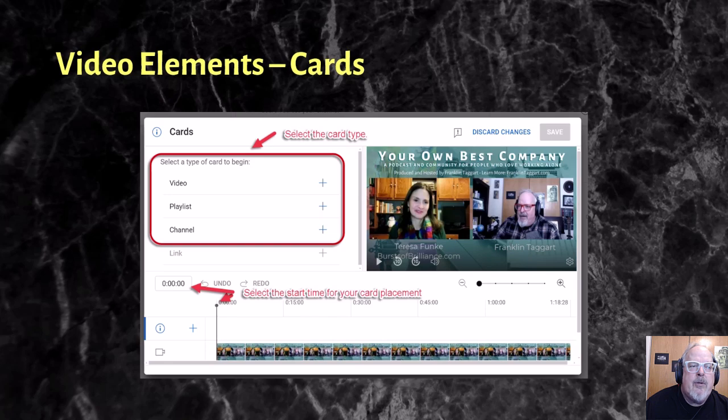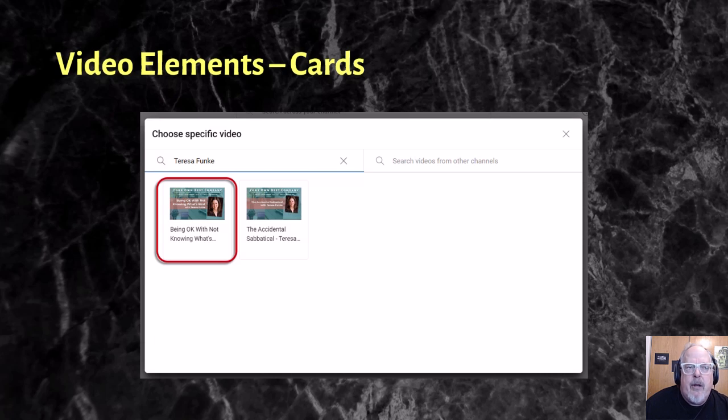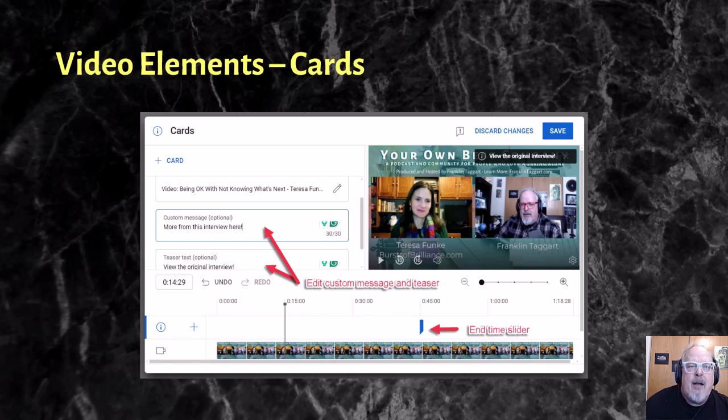For my example, I'm choosing to promote another video. In the Choose Specific Video window, I did a search for the original video that this excerpt appeared in. Click on the desired video. Back on the Cards page, a new dialog box is visible where you can change the name of the video being shared. I'm leaving it as it is. The next window is the text that appears in the custom message that is seen when the card is clicked on, and the last text box is to enter the teaser text, the actual words that you see on the card. The character limit for each of these text boxes is 30.